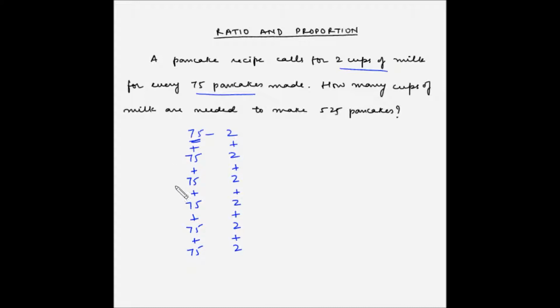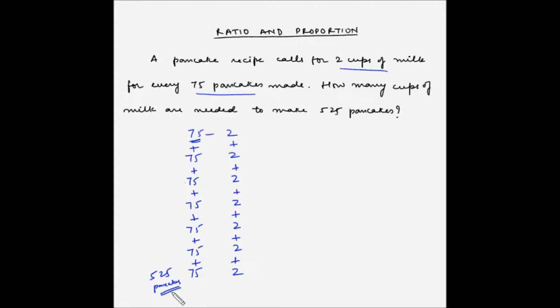So now how many pancakes have we made? 75 plus 75 is 150. So 150 plus 150 is 300. Plus another 150, which is 450. Let's add another 75 pancakes. We need another 2 cups of milk. So this becomes 450 plus 75, which is 525 pancakes.